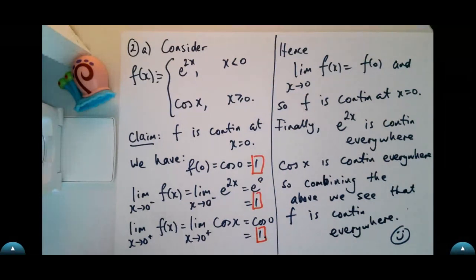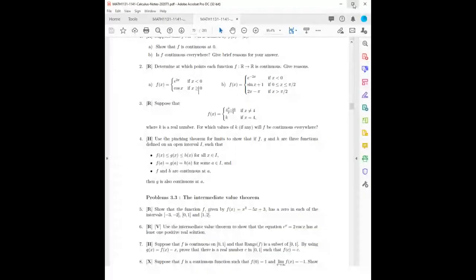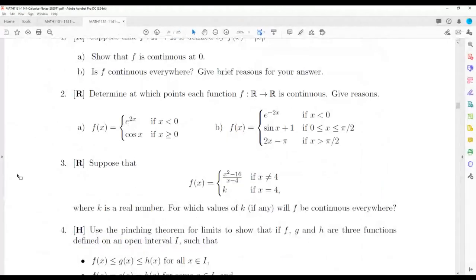Let me go back to Geo. Oh, actually, I'll show you the PDF first. Okay, let me show you the PDF. Okay, so here is question 3. And you've got another split function. And you're asked to find the values of k such that this function will be continuous at all points.